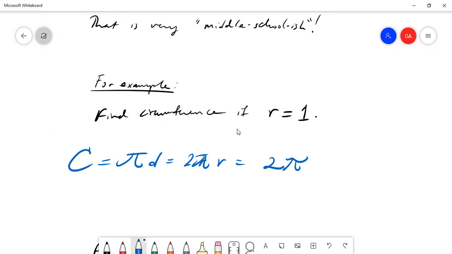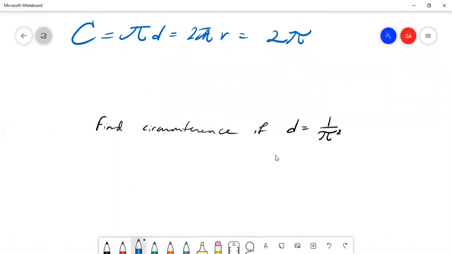And this matches our intuition of when we talked about how there are 360 degrees in a circle and how that equals 2 pi radians, right? We were assuming that we were having a unit circle, a circle of radius 1.